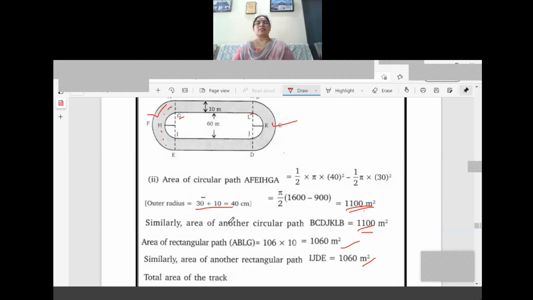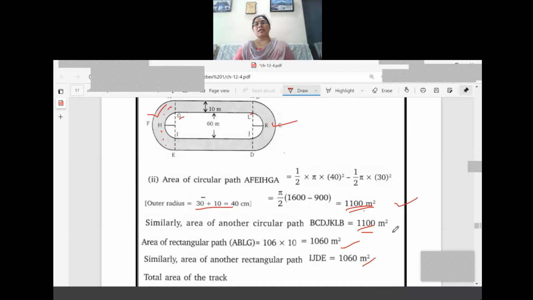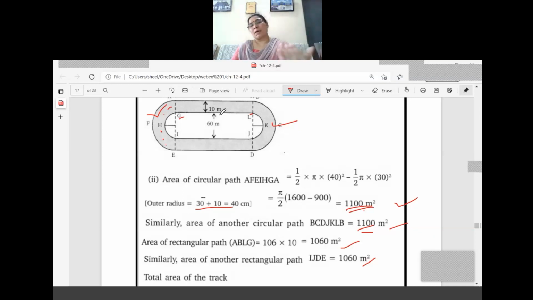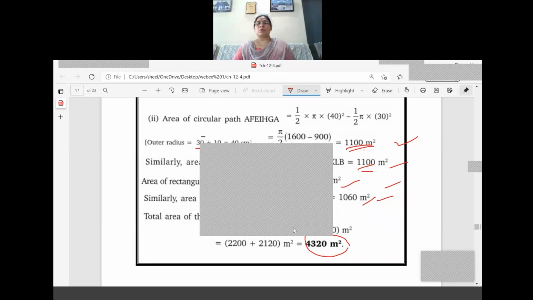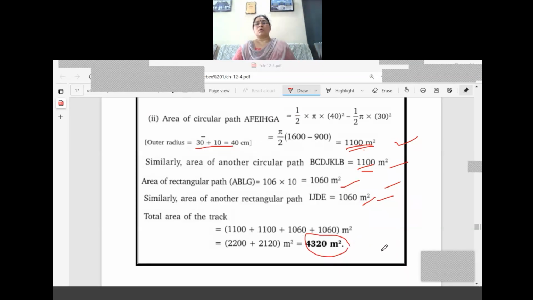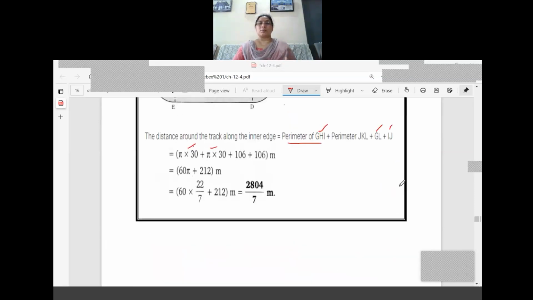Or we can say IJD only written. So 1060 meter square only. So what are the steps here? First we have calculated the area of the circular ring on the left side, that is AFEHG. Similarly, BCD JKLB also we have calculated, the right side of the diagram. Now both the rectangular paths, one above the track part and one below the diagram, you can see that 1060, 1060. If you add these, you will get the total area of the track, 4320 meter square only.